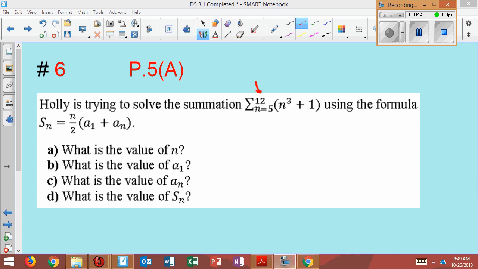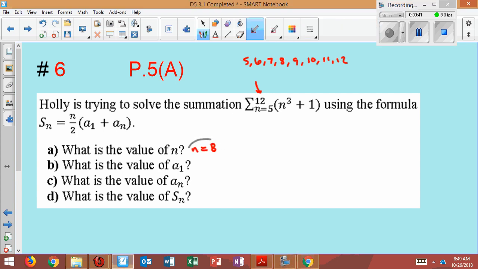But that's actually not true, because if you wrote them all out, you would start with term 5, 6, 7, 8, 9, 10, 11, all the way up to 12. Count them up. 1, 2, 3, 4, 5, 6, 7, 8. There's actually 8 terms here. So that will be our first answer. There are 8 terms. So I know here we use the letter N.